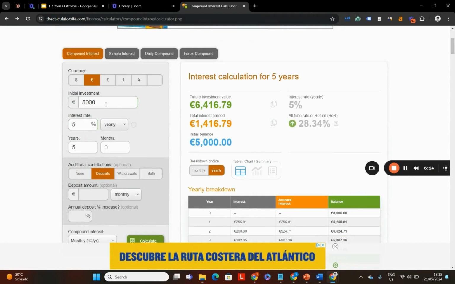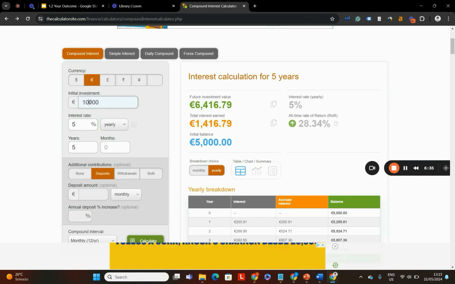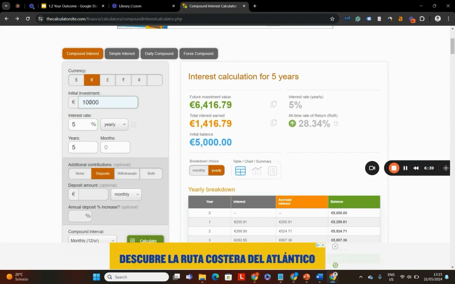Okay, so now we're on the page, and we can go through the same scenario where I will invest my initial 10,000 euros, but you can set this to whatever number you have in your bank account already that you want to invest directly. Whether that's 1,000 euros, 100 euros, 200 euros, 20,000, 50,000, whatever it is, you can just put it in here as the initial investment.